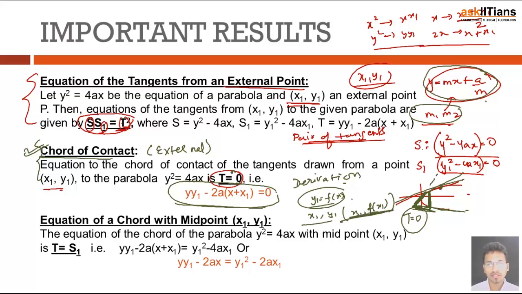So from this you can also find the equation of chord of contact, or you can say equation of chord only. That will be given by T = S1. Now T was y·y1 − 2a(x + x1), and S1 is nothing but y1² − 4a·x1. So you can clearly see this is constant and this is 1 degree.